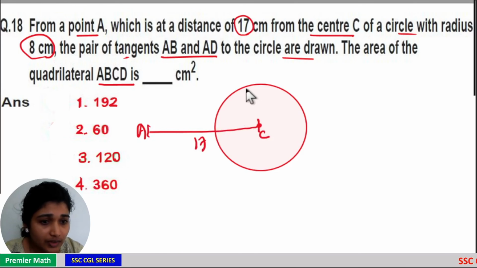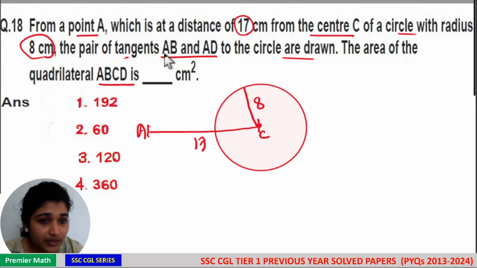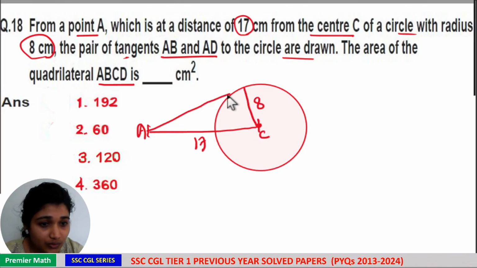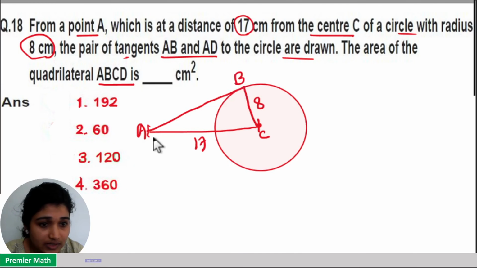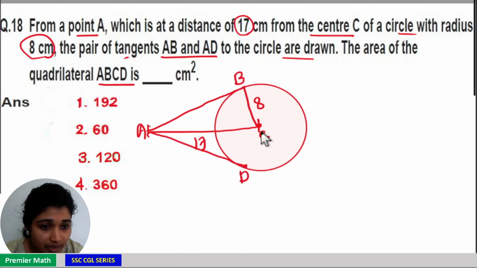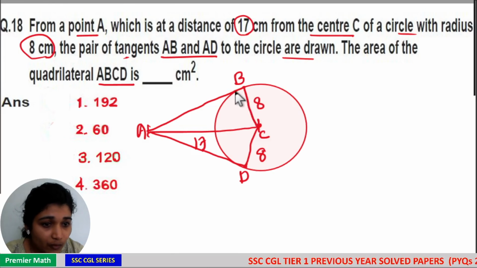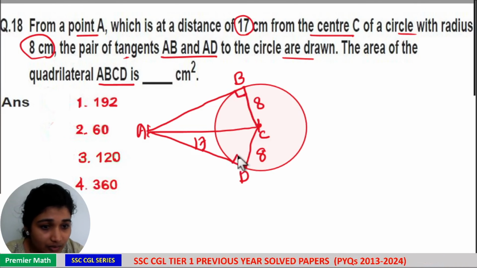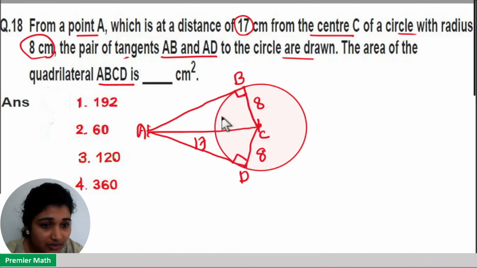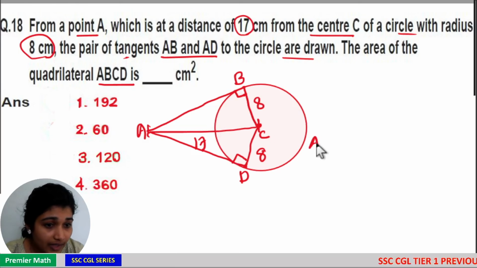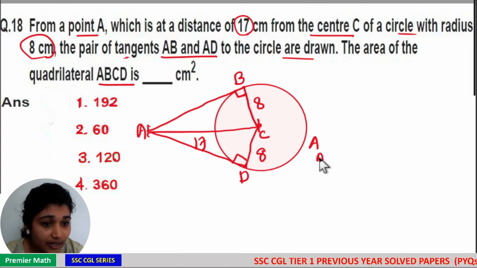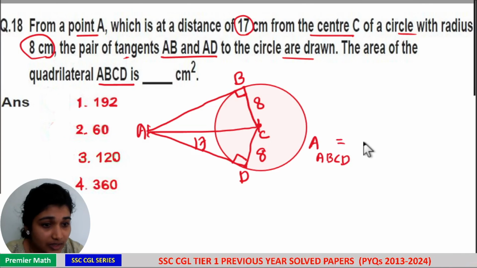The radius of this circle is 8 centimeter and two tangents AB and AD are drawn. If this is AB and this is AD, this is also radius 8 centimeter, and the radius always makes 90 degree with the tangent. Here also the radius makes 90 degree with the tangent, which means these two are right angle triangles. Then area of this quadrilateral ABCD is equal to 2 times half BH.